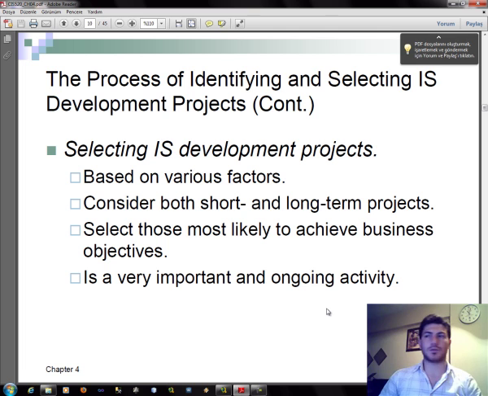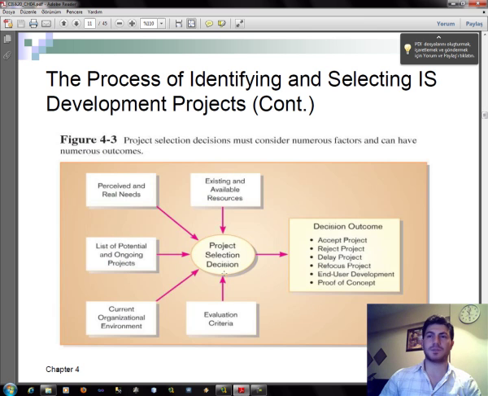Now, selecting IS development projects. Based on various factors, consider both short and long-term projects. Selecting those most likely to achieve business objectives is a very important and ongoing activity. Here is also a figure. Project selection decisions must consider numerous factors and can have numerous outcomes, which you can see in here.